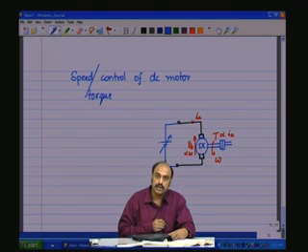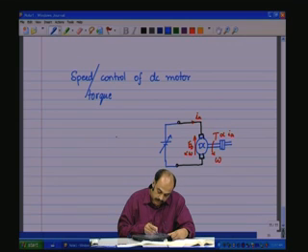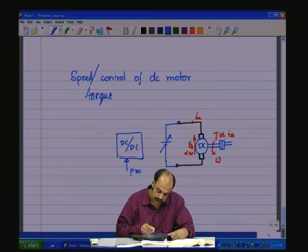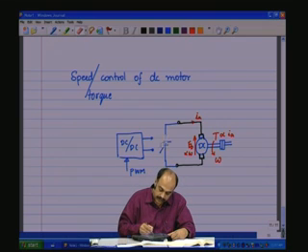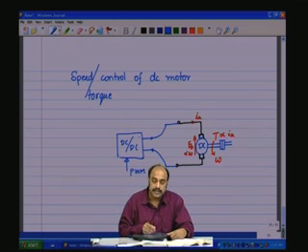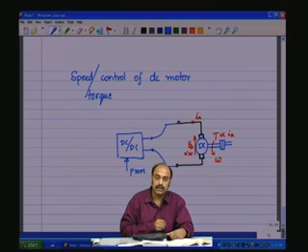Now how do we produce a variable source? That is produced by having a DC to DC converter with pulse width modulation, and that is going to produce a variable DC source which can be connected across the motor terminals. The voltage here can be adjusted depending upon the torque that you will need.